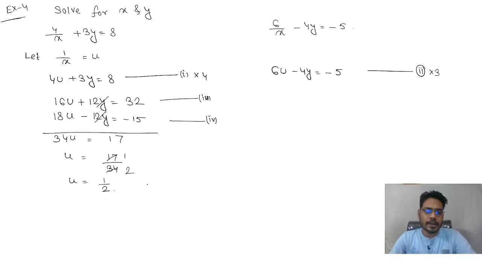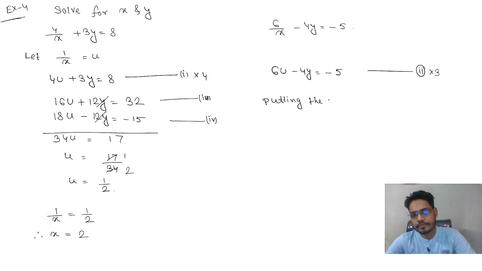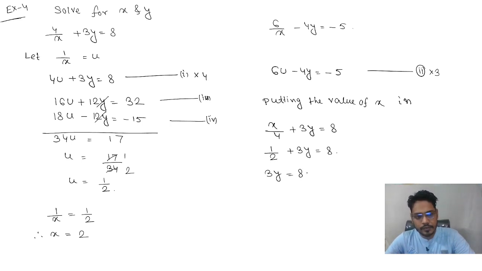And you know what u is? u means actually 1 by x. So 1 by x is equal to 1 by 2. So from here you can say x is equal to 2. Now putting the value of x in this equation, that is 4 by x plus 3y is equal to 8 here. Okay, so x is 2, so 4 by 2... that means 1 by 2, plus 3y will be equal to 8. So 3y will be equal to 8 minus 1 by 2.